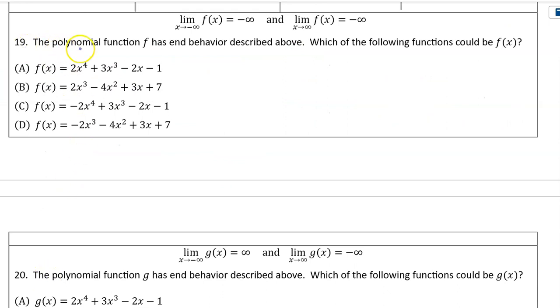Number 19, the polynomial function f has end behavior described above. Which of the following functions could be f of x? So let's start with the right end behavior. The fact that the right end behavior is -infinity tells us that we have a negative leading coefficient.